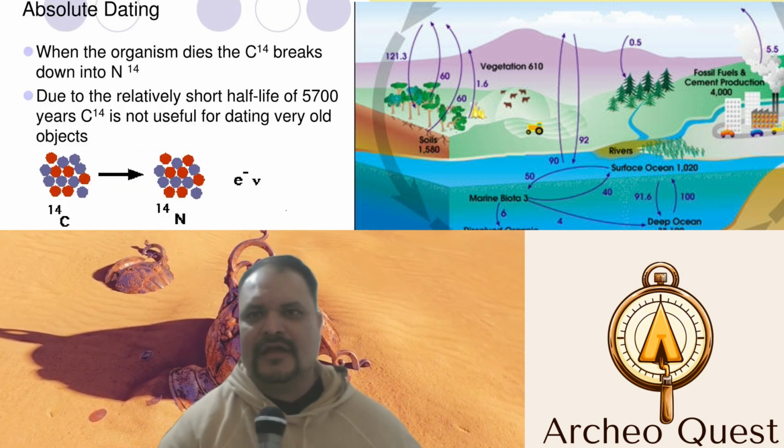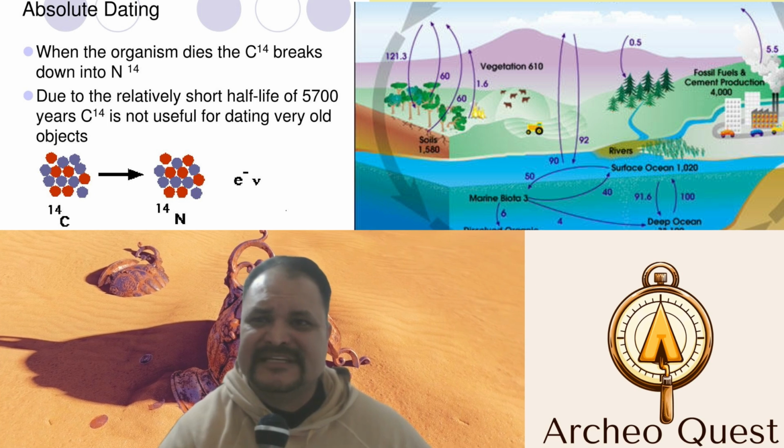Now that we've discussed relative dating methods, let's talk about absolute dating methods. Absolute dating methods can provide an exact age in calendar years. So how does C14 dating work?